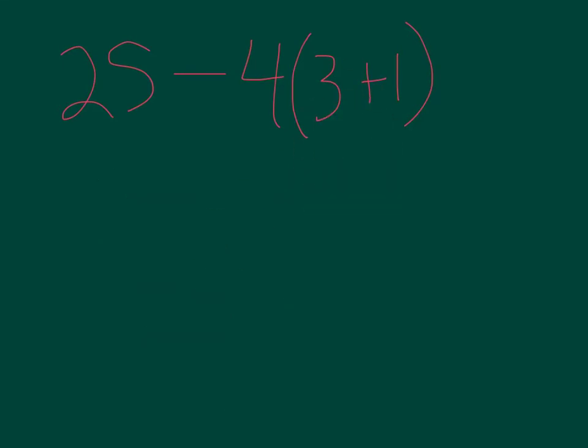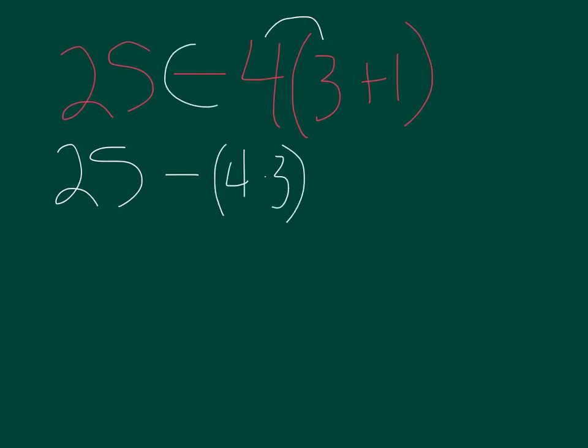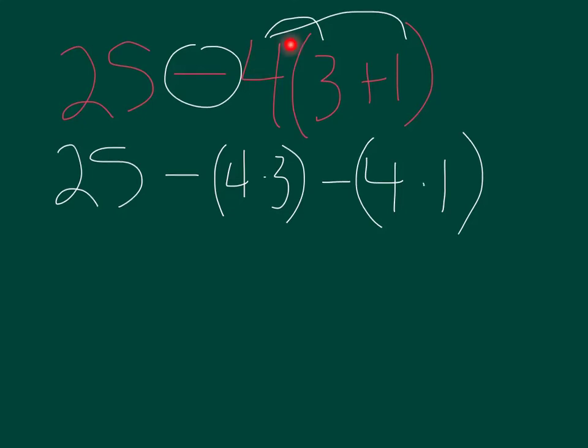And here's where people like to get confused. When I go to distribute, I would say 25 minus, now I do 4 times 3, so I need to subtract whatever 4 times 3 is. And I need to subtract whatever 4 times 1 is. I need to subtract because that's what that says. It says subtract all of it. That means I can't just subtract 4 times 3 and then add 4 times 1. No, I need to subtract everything that's happening over here. So everything over there means subtract this and this, correct?